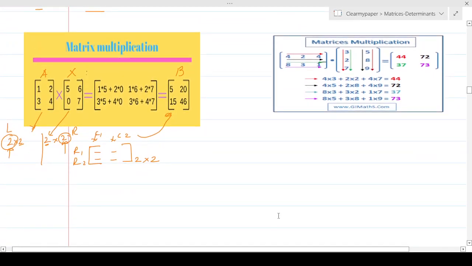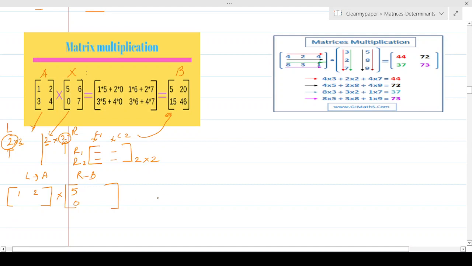Now, what are we trying to do? Just follow what I'm doing in terms of algebra. You always start with the left matrix, which is A, and I'm going to go row by row. I'm going to write just the first row and nothing else. On the right matrix, which is X, I'm going to go column-wise, and I'm going to write just the first column.